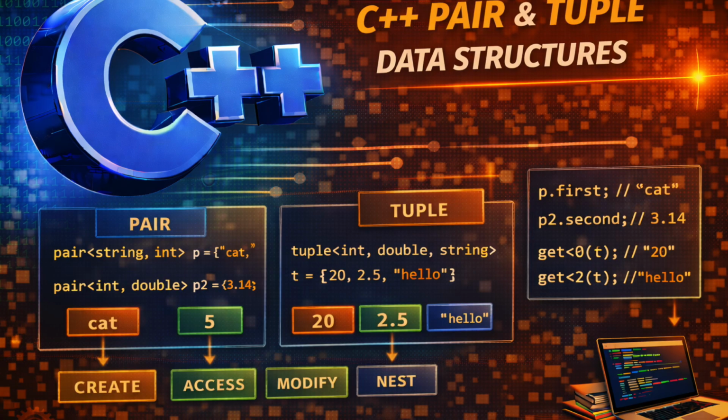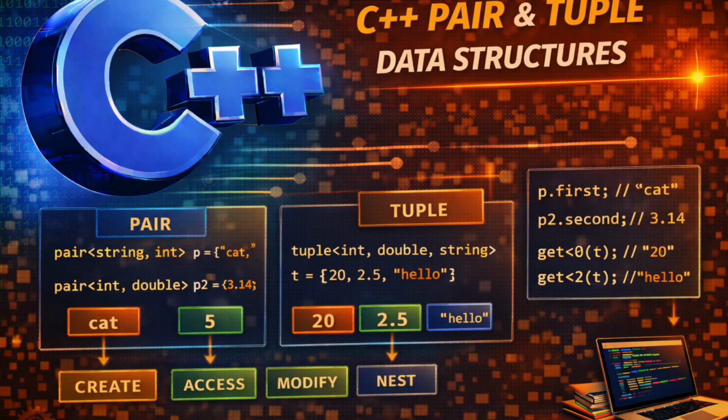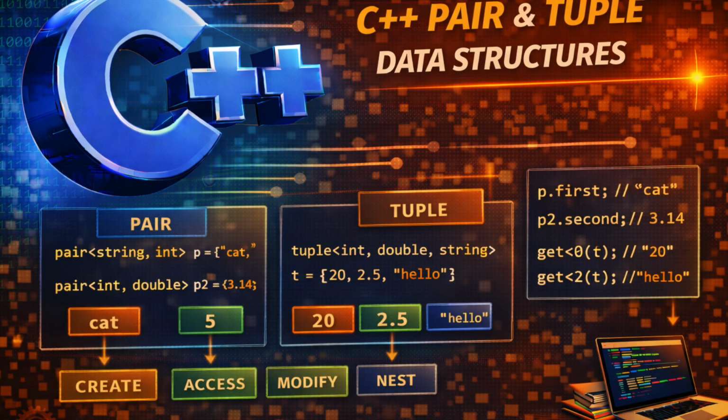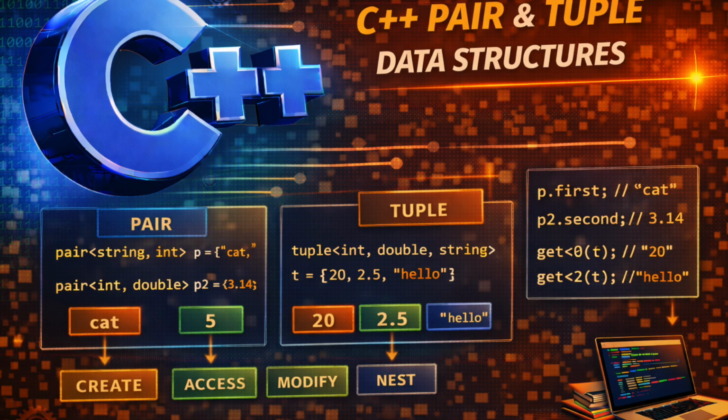Okay, let's synthesize this for the listener one last time. The core distinctions. Both pair and tuple are excellent at grouping related values of different types. That's the shared purpose. Right. The defining difference is the element count and how you access them. A pair is strictly 2 elements. It lives in utility, and you get that nice named access with first and second. And the tuple. The tuple is generalized for n elements, lives in tuple, and relies on index-based access with std::get<n>, or preferably, in modern C++, structured bindings, to give them names.